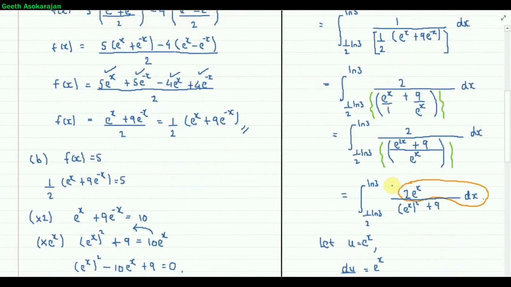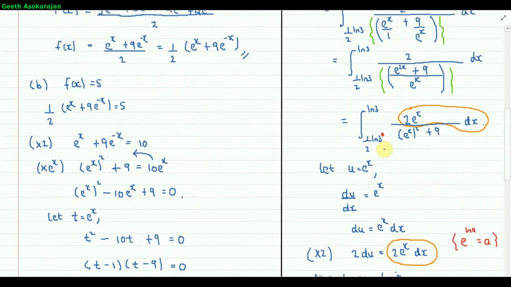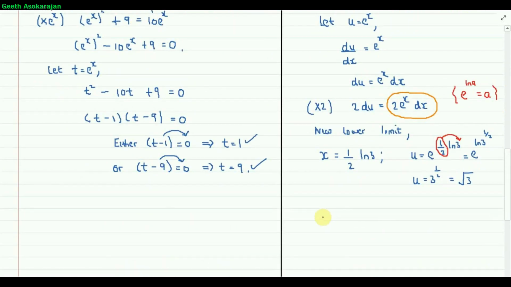So in the same way, let's work out the new upper limit. So let me continue down here. So new upper limit.